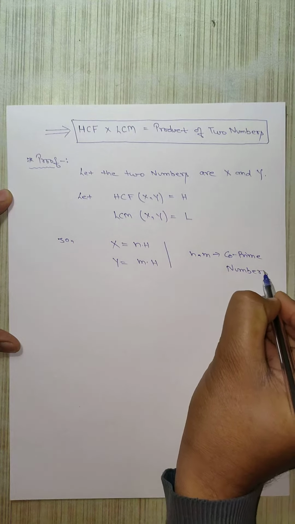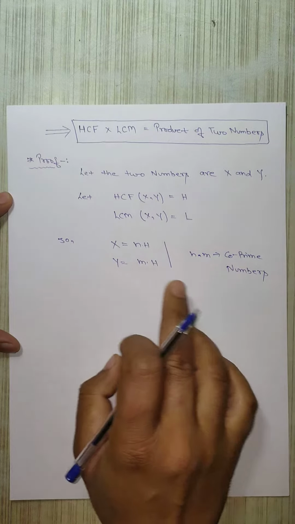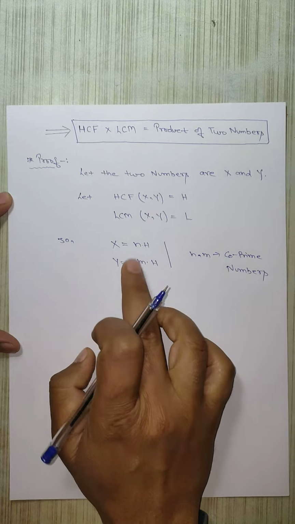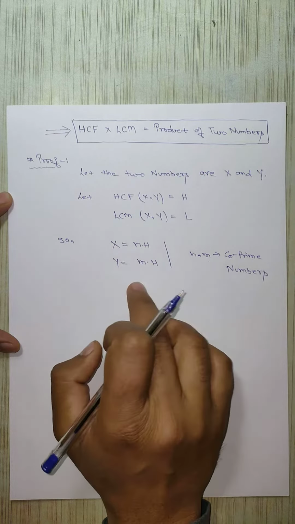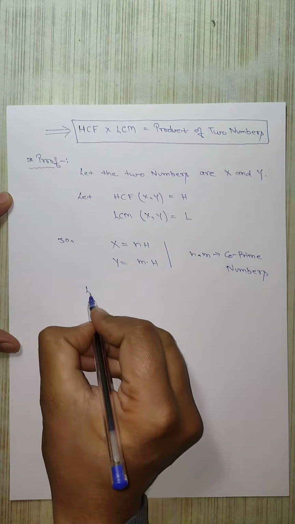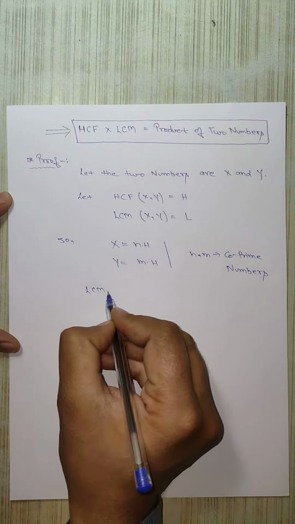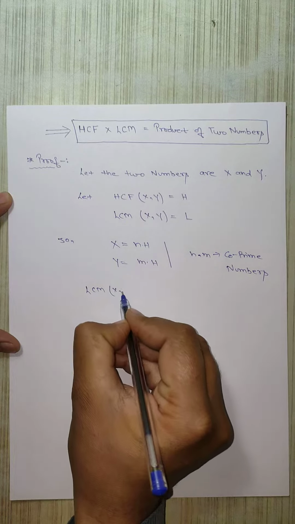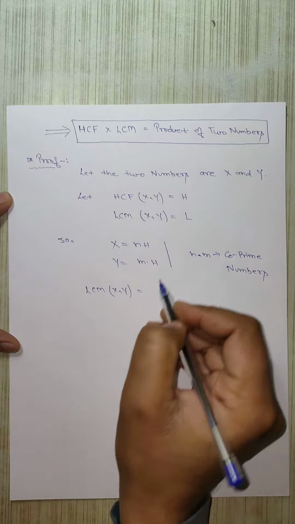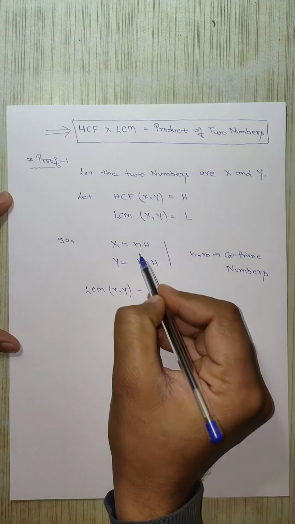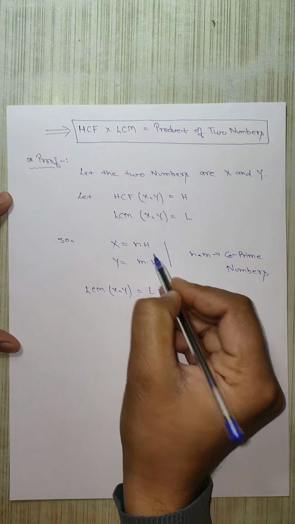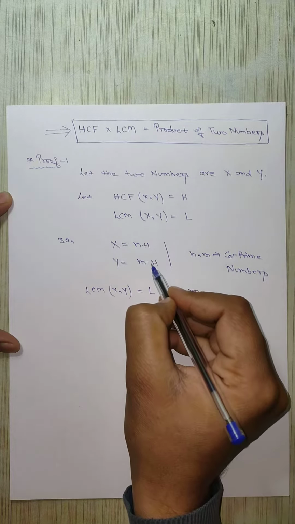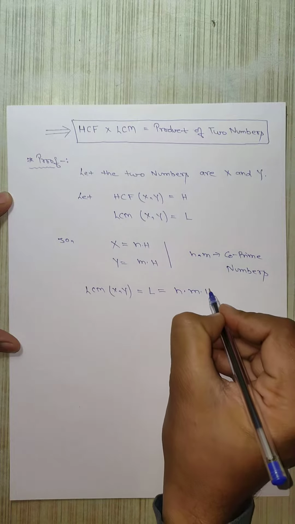Co-prime numbers are the numbers in which only one is common. So n and m are different numbers, only one is common, and H is common in both sides. So definitely their HCF will be H. Okay. So what is the LCM? So LCM of x comma y, we decided that is L. So L is equal to n into m into H, H is the common. Here H is taken one time, this is L, one time, so into H.